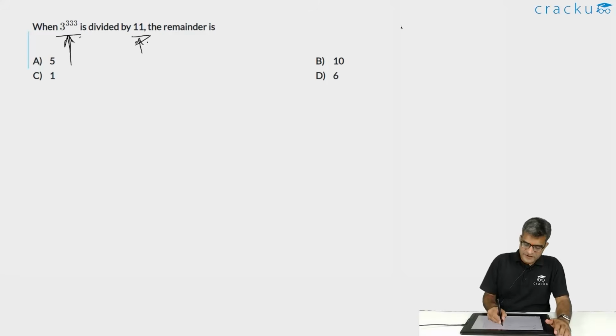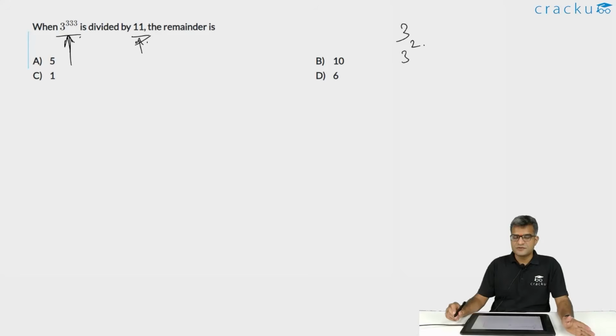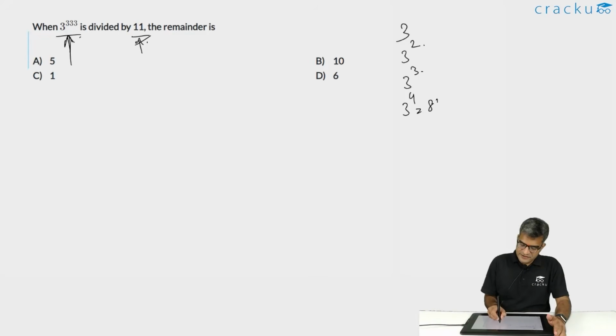For example, over here we are getting 3, which leaves a remainder of 3 when divided by 11. 3 square, which is 9, leaves a remainder of minus 2. 3 cube, which is 27, leaves a remainder of 5 when divided by 11. 3 to the power 4 is 81. This leaves a remainder of 4 when divided by 11. And 3 to the power 5, which is 243.